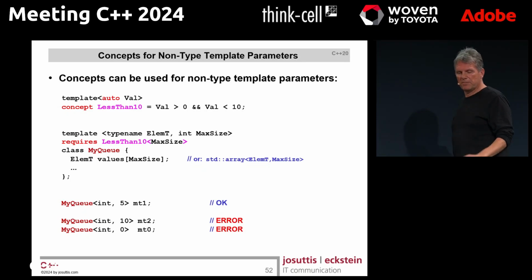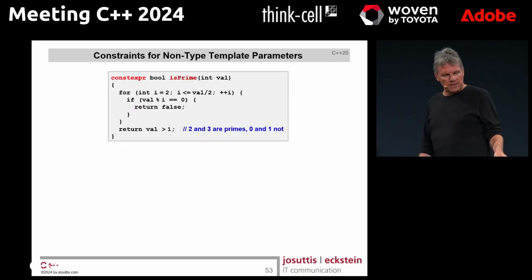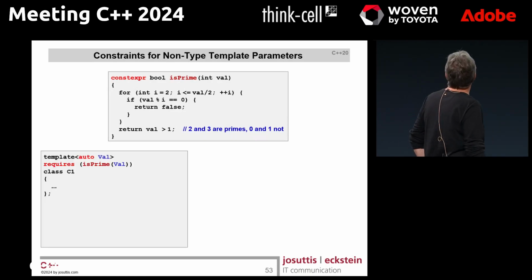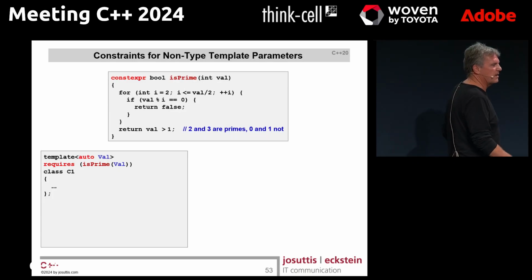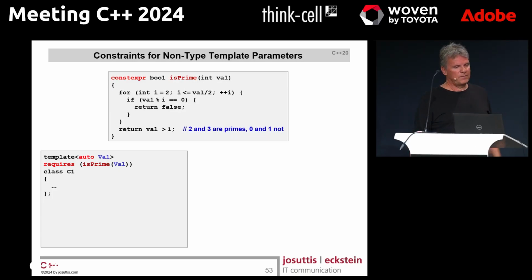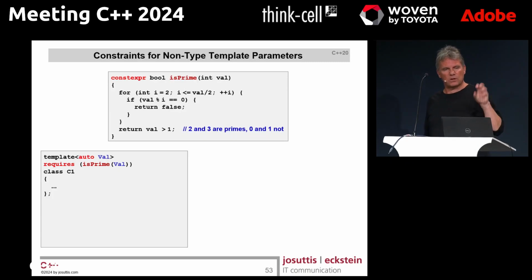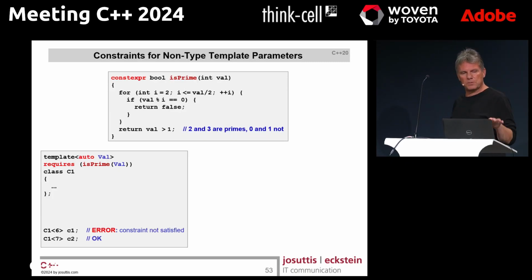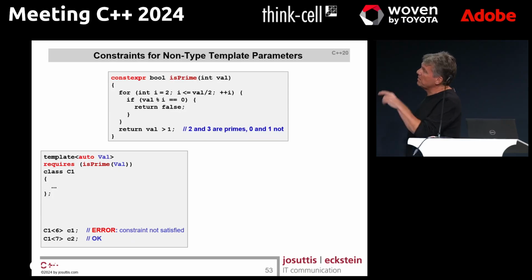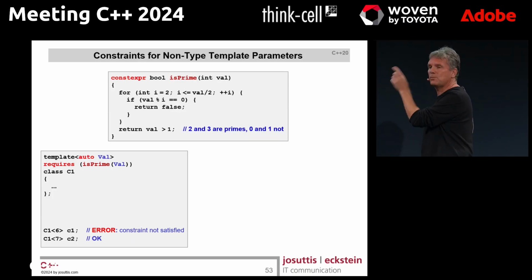Very powerful, maybe not that compelling here, but look at this. We have compile time functions, like is prime. Is it a prime number? So we can specify that in a class, there's a requirement that the value you specify here as a non-type template parameter has to be a prime number. So C16 will not compile, C17 will compile.